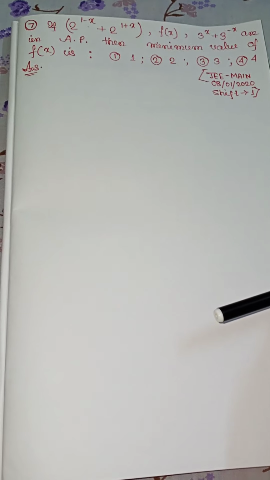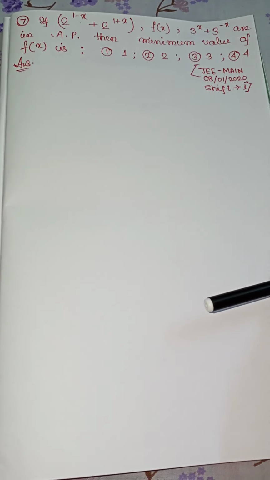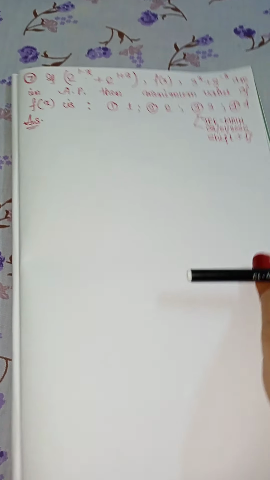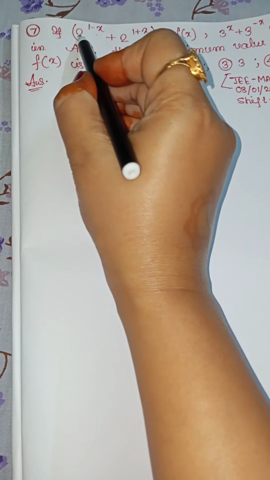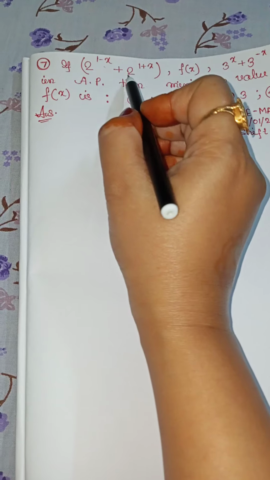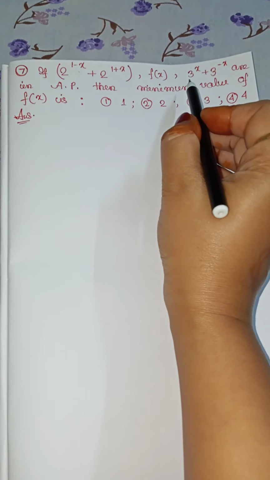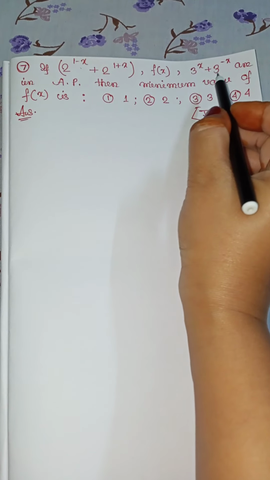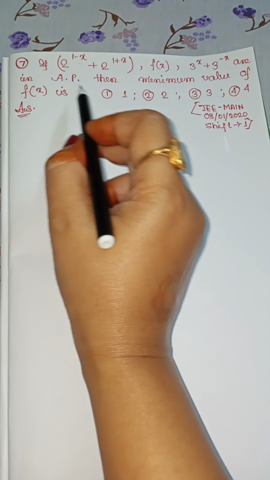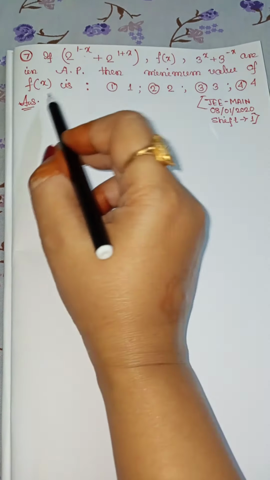Today we solve JEE Main 8 January Shift 1 2020 question number 7. If 2^(1-x) + 2^(1+x), f(x), 3^x + 3^(-x) are in AP, then the minimum value of f(x) is. Four options are given.